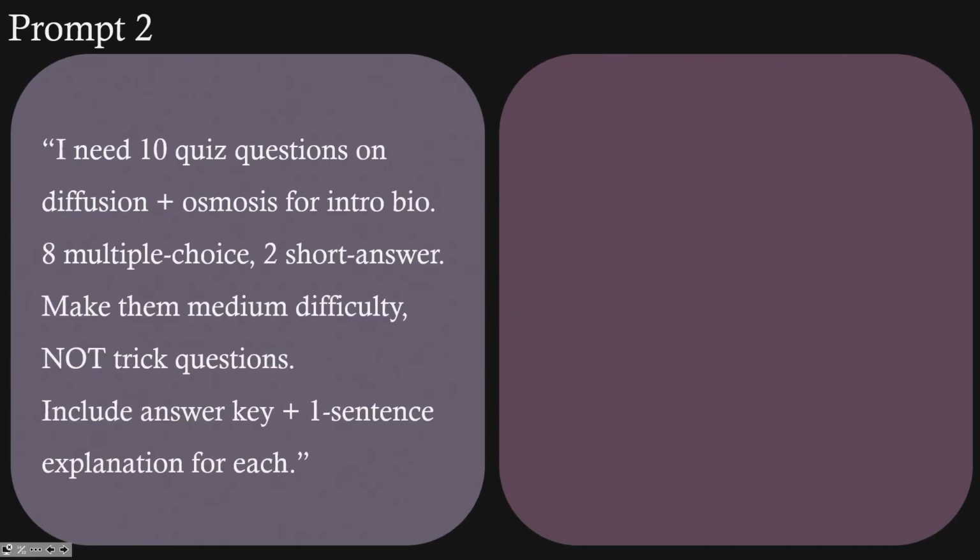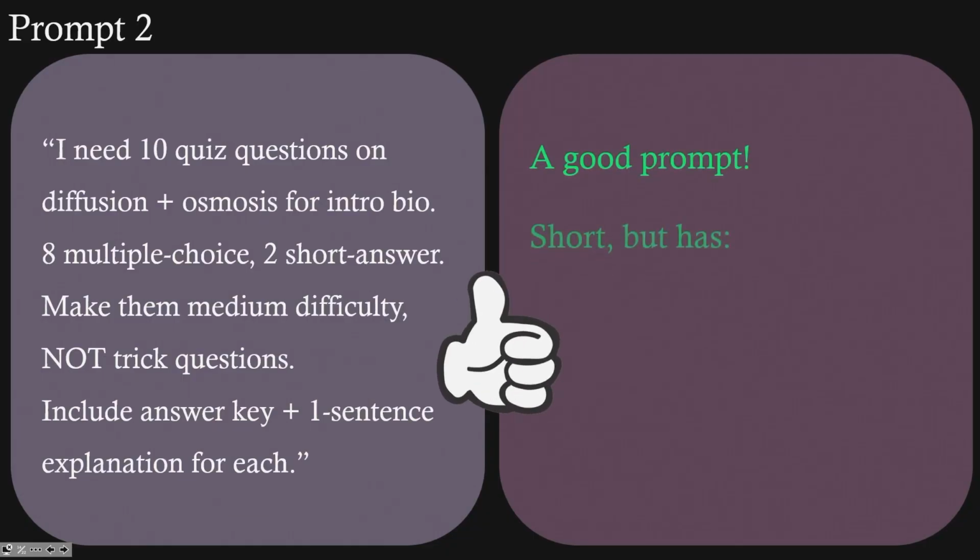All right, our second prompt. I need 10 quiz questions on diffusion and osmosis for intro bio. 8 multiple choice, 2 short answer. Make them medium difficulty, not trick questions. Include the answer key and 1 sentence explanation for each. Now, do you think this is a good prompt or a bad prompt? So this was a tricky one, and it is a good prompt. Awesome. Now let's see how we can revise this.